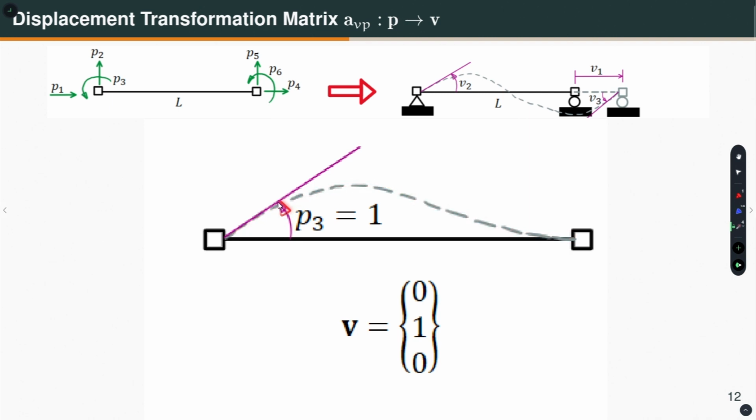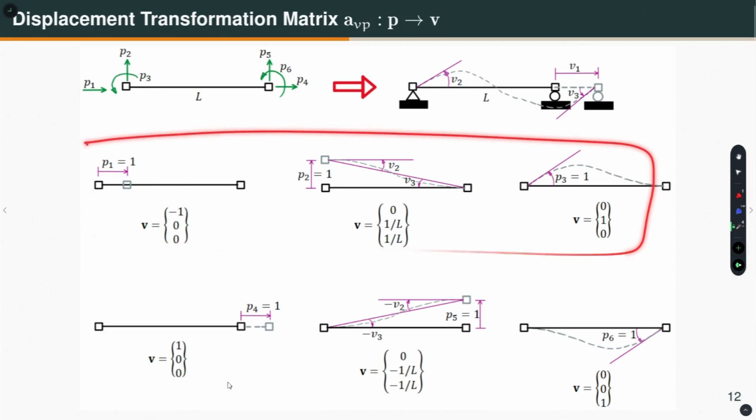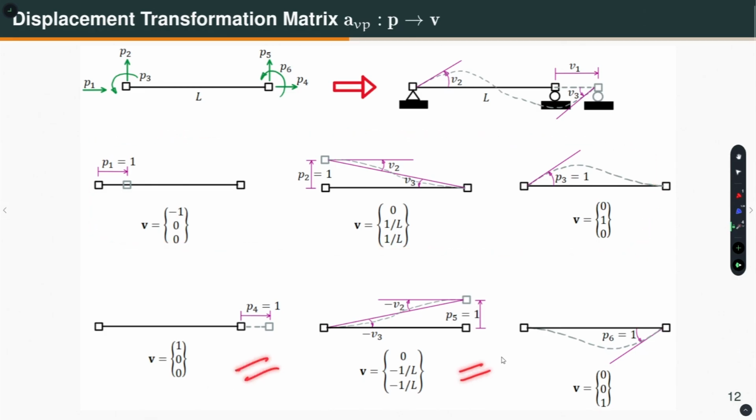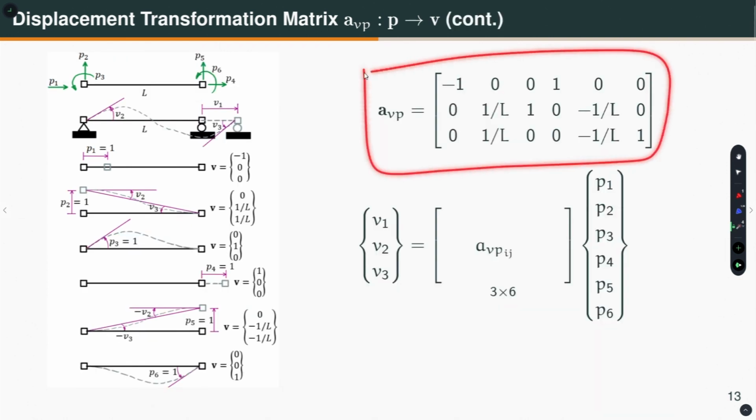So, if P3 is equal to 1, what is my V1? It is 0. What is my V2? Well, it is the same rotation, that is unity. What is V3? It is 0. Okay. Similarly, this row I have explained. If you apply P4 is equal to 1, P5 is equal to 1 and P6 is equal to 1, you can get the remaining 3 columns of the AVP matrix. Okay. Combining everything, this is the AVP matrix, right.